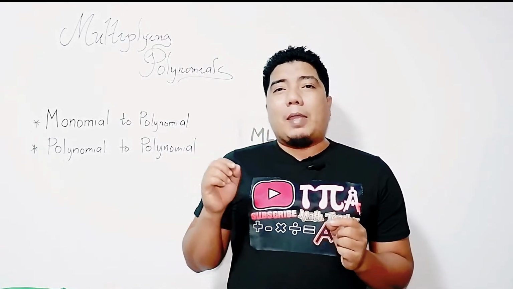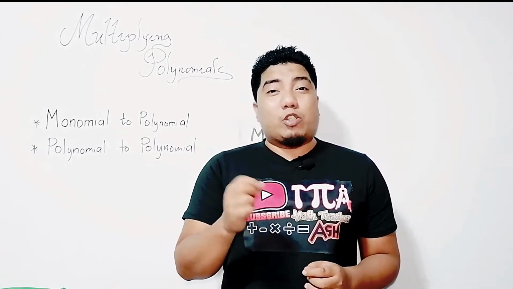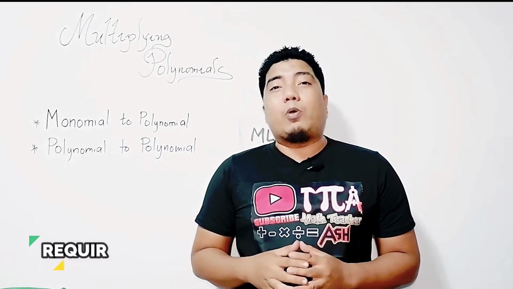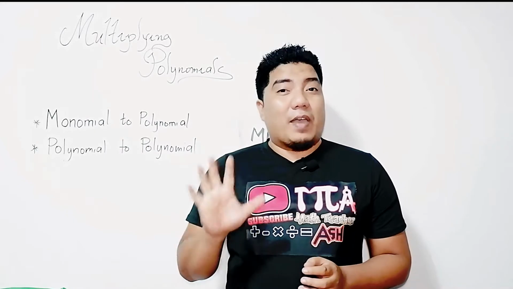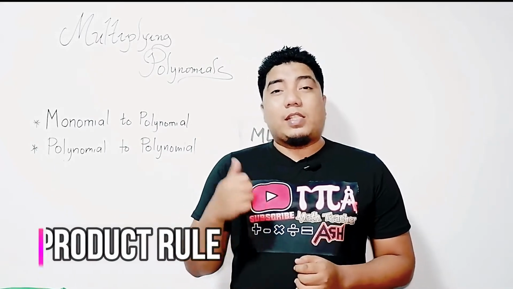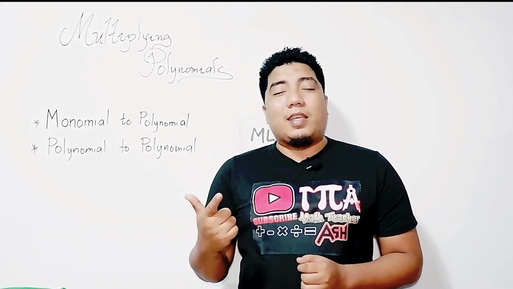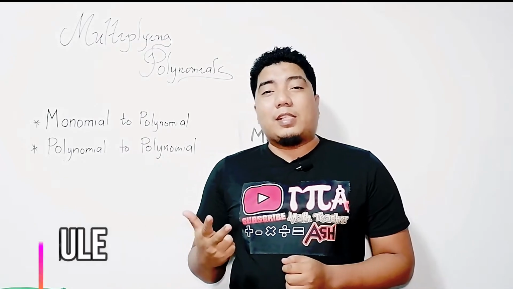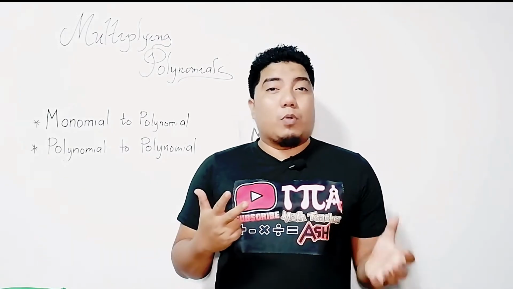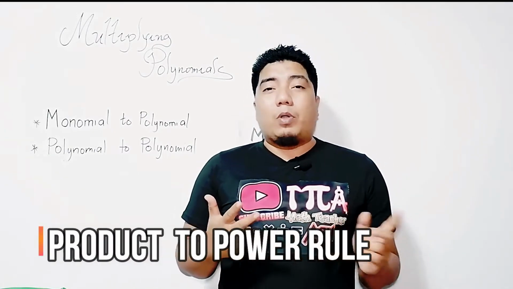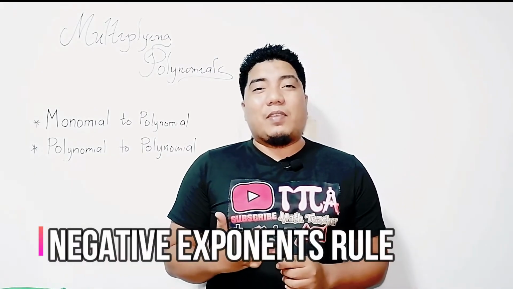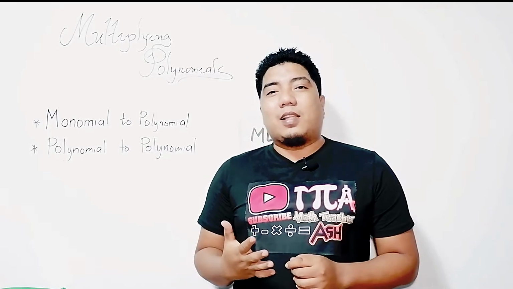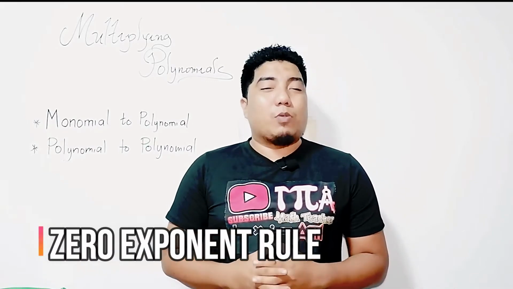Basically, in multiplying polynomials, you need to have a strong foundation on the law of exponents. If you could still remember, the law of exponents has 5 rules. The first one is the product rule. The second is the quotient rule. The third is the power rule, which has 2 sub-rules: the product to power rule and the quotient to power rule. And the fourth is the negative exponents rule. And last but not least is the zero exponent rule.